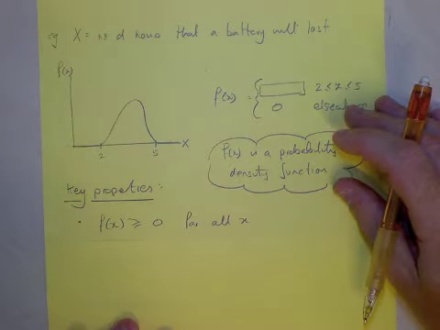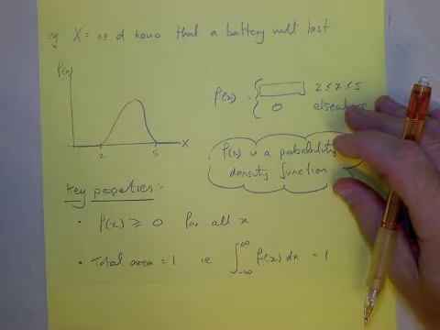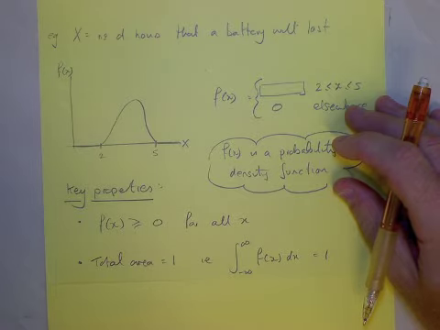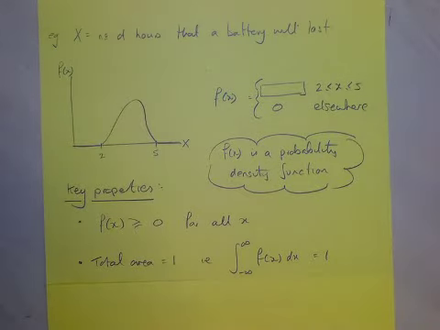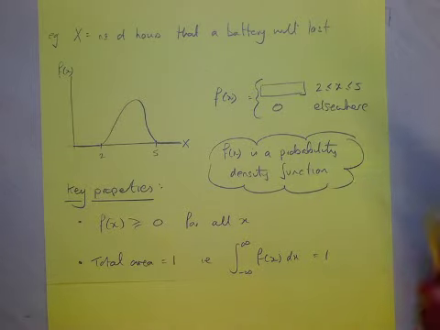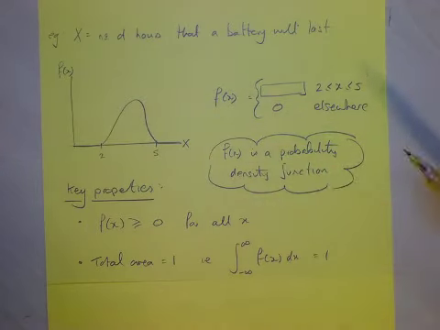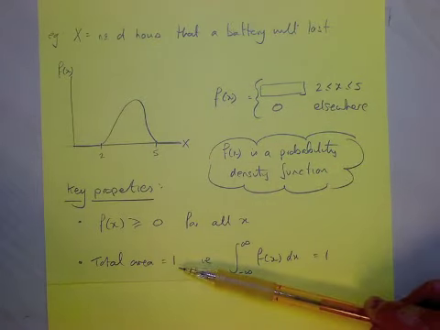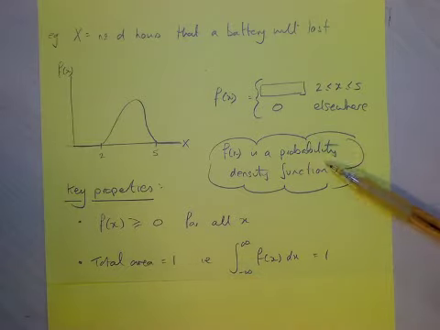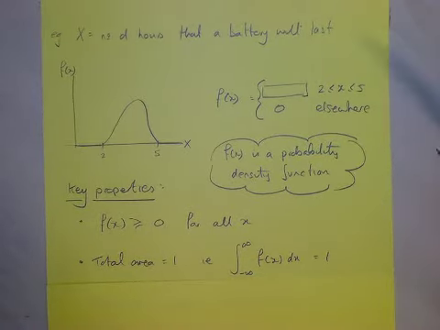The next property is probably the most important, because if I'm going to use these as a measure of probability, then I need the total probability to be 1. So the area under this curve, under this function, the total area must be 1. Now this is the key property. If this is not true, I can't use the function as a probability density function. If I want to use it for probabilities, the total area must be 1.